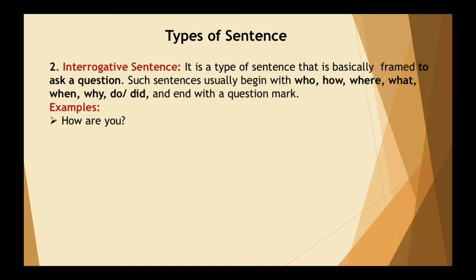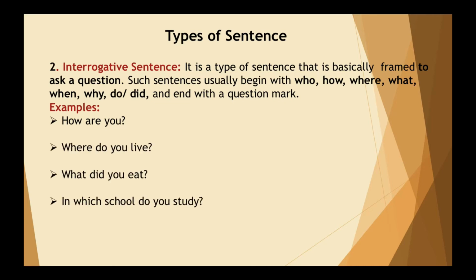How are you? Where do you live? What did you eat? In which school do you study? Why did you tell a lie? Right? So all these are questions. So they end with a question mark and hence come in the category of interrogative sentence. Another example would be, do you know where she has gone? All right. So I hope you have understood interrogative sentence.